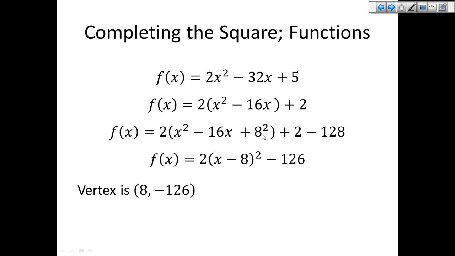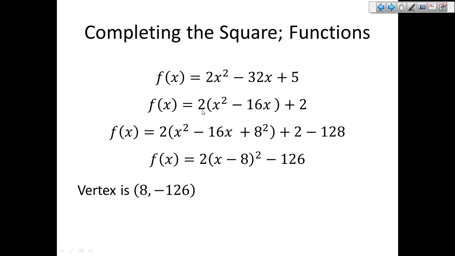We add 8 squared because that's half of 16 squared. Notice I didn't subtract 64 though. The reason I subtracted 128 is because this 64 is multiplied by a 2. So I actually have to subtract 128. So this number is wrong because that's supposed to be a 5. So this number is wrong. But hopefully you get the idea.